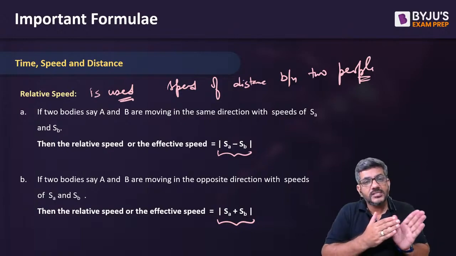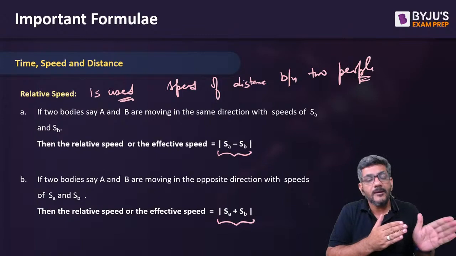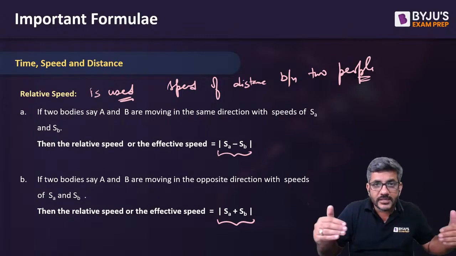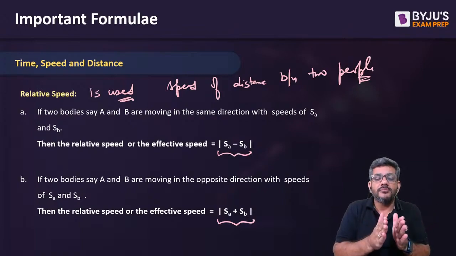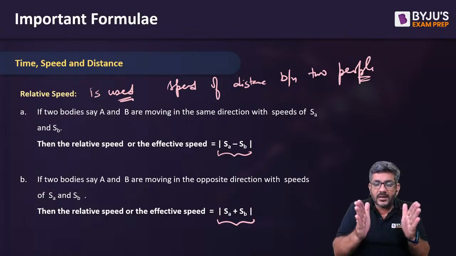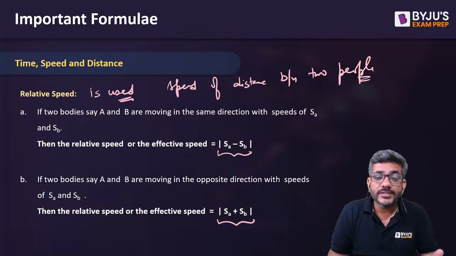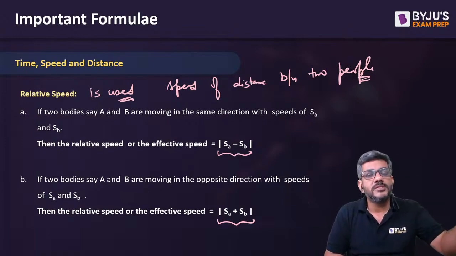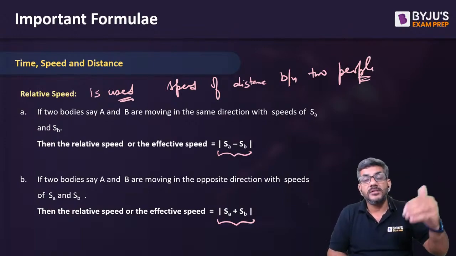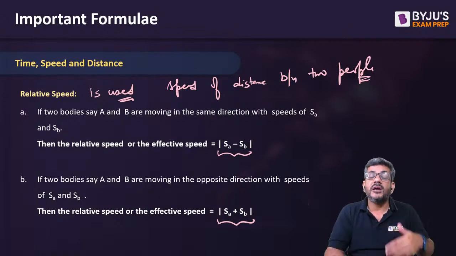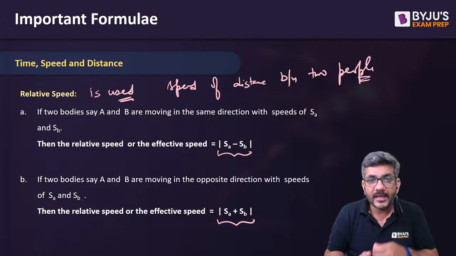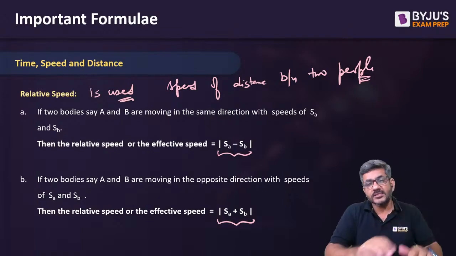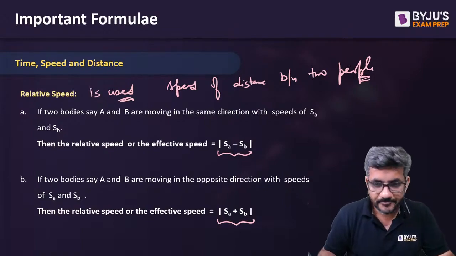मतलब दोनों सेम डायरेक्शन में चल रहे हैं तो डिस्टेंस किस स्पीड से बढ़ रहा है? a minus b. दोनों ऑपोजिट डायरेक्शन में चल रहे हैं तो उनके बीच का डिस्टेंस किस स्पीड से कम हो रहा है? That is a plus b. दोनों दूर जा रहे हैं तो किस स्पीड से बढ़ रहा है? That is a plus b. So whenever the question would be in how much time this guy would be this much meters ahead, in how much time this guy would be this much meters behind, in how much time they are going to meet, in all those cases, the speed that you use is relative speed. That is the formula for relative speed here.